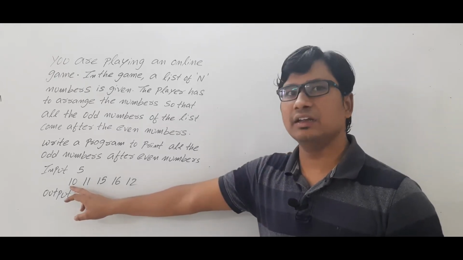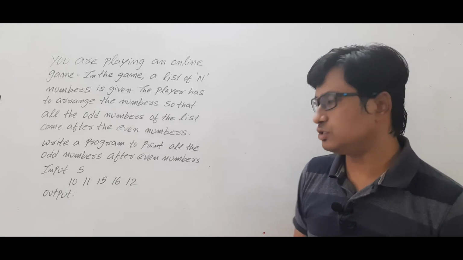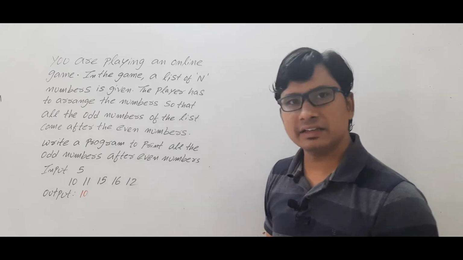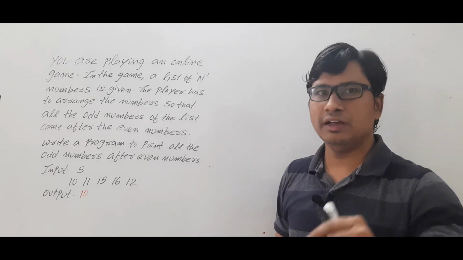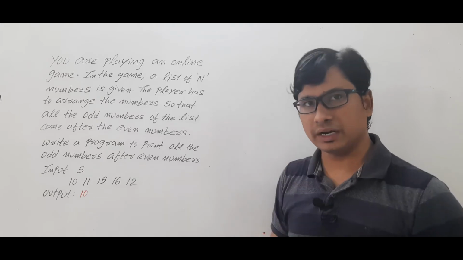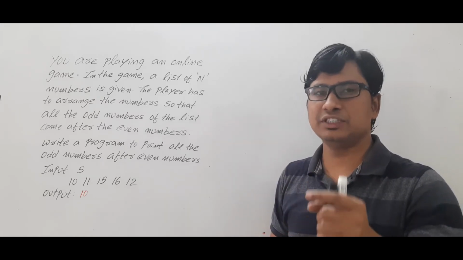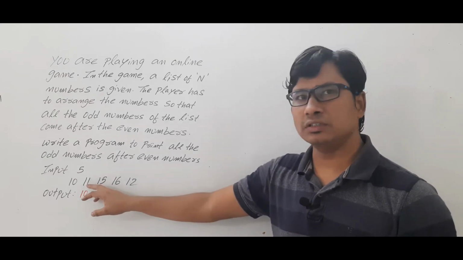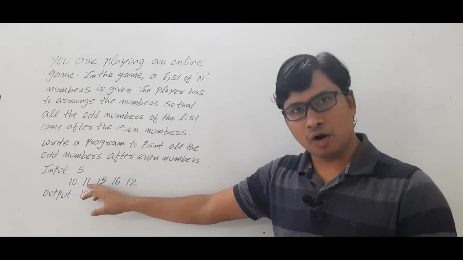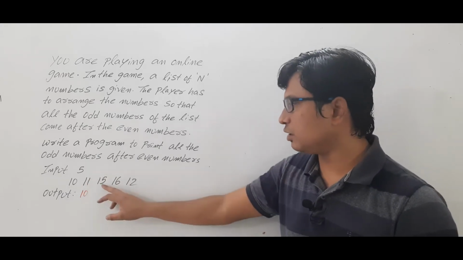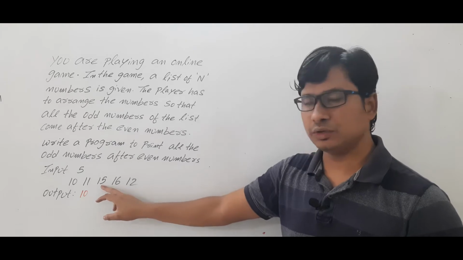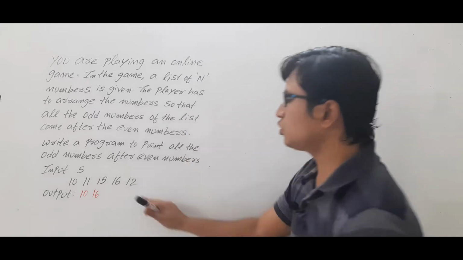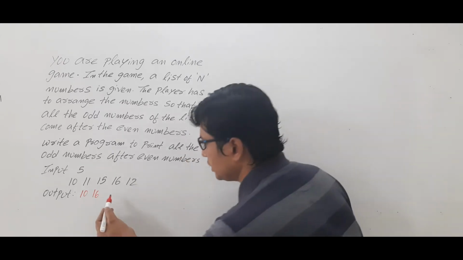Now look at here, 10. If you divide by 2, you will get the remainder as 0. So 10 should be displayed first. Then 11, will you get the remainder as 0? No. 11 by 2, you will get the remainder as 1. Is it clear? 11 modulus 2. Division will give you the quotient. Modulus operator will give you the remainder. 11 modulus 2, you will get 1, which is an odd number. So this one I should not print right now. 15, again it is an odd number, I should not print. 16 is an even number, so I should print it. Then 12 is an even number, so I should display it.